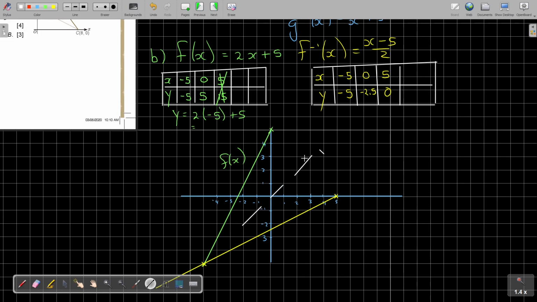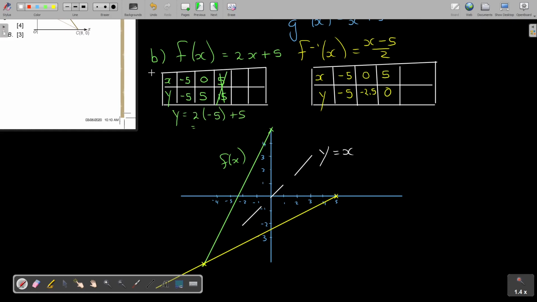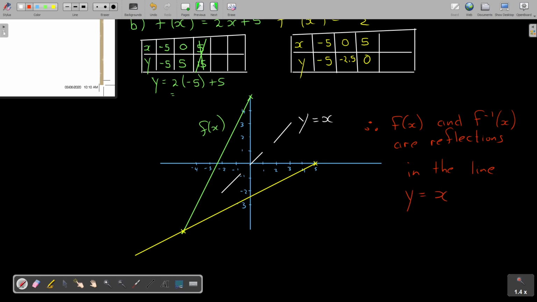Okay, this is the line. Let's just go y equals x. Let me clear my grid so it's plain, clean that, and move up a little bit. You can just say something like: therefore, f(x) and f⁻¹(x) are reflections in the line y equals x, something like that. Okay, and that's how you do that one.